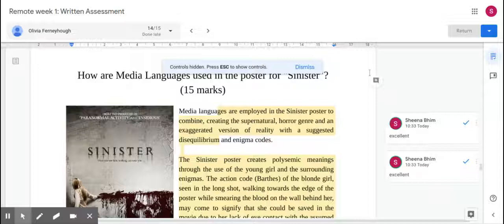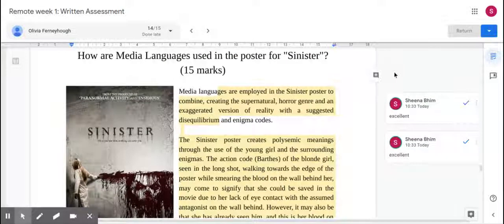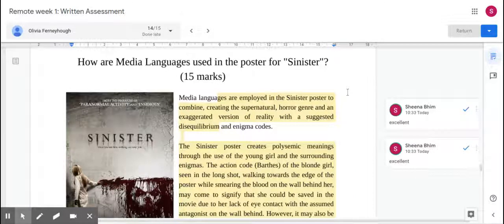I just wanted to take you through today how to answer a 15 marker. So this is the Sinister question that I asked you to do for me last week. Well done to everyone that's handed it in.